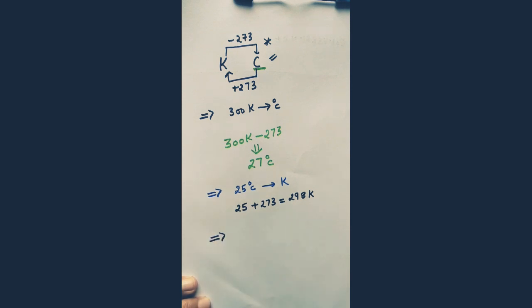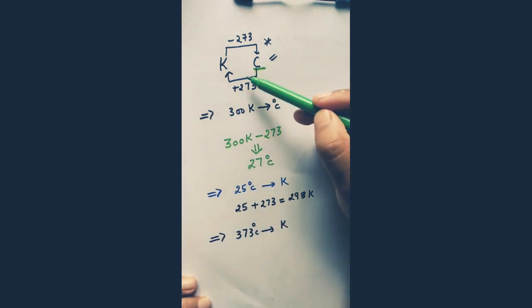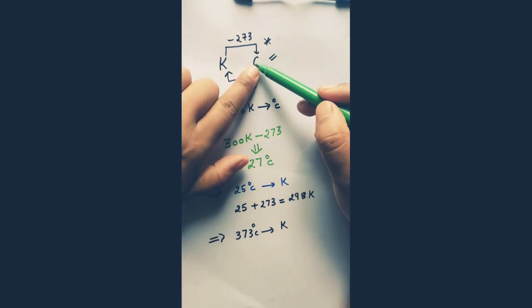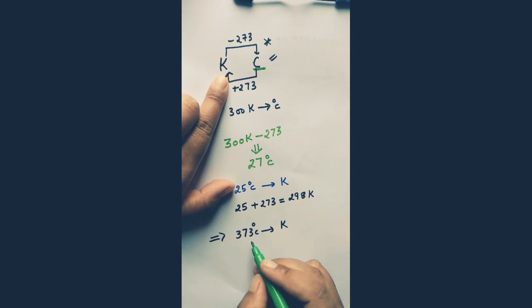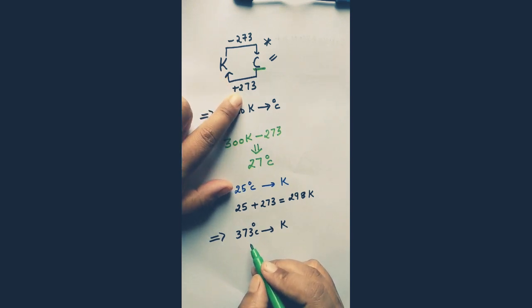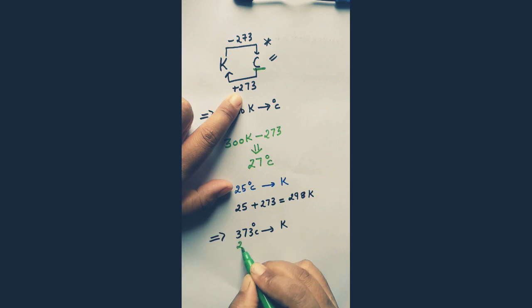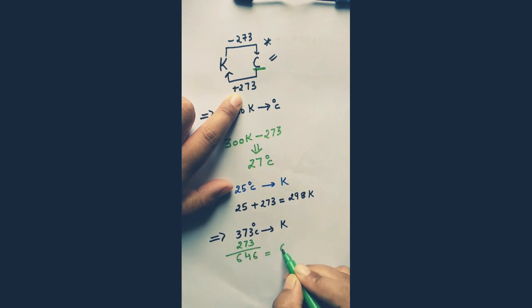Next, at the last, the question is, you have to convert the temperature in Celsius, that is 373 degrees Celsius, to Kelvin. Now again, from Celsius to Kelvin, we'll just move with the lower arrow and we are going to add 273 to it. Adding 273, 373 plus 273, we are going to get 646 Kelvin as our answer.